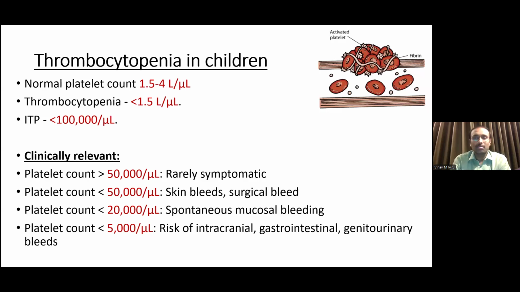But are these numbers important? What are the clinically relevant platelet numbers that we often think of? Platelet counts more than 50,000 are usually asymptomatic. Less than 50,000 sometimes have skin bleeds, and it is one of the causes for surgical bleed. A thrombocytopenia with a surgical bleed may come at even 40-50,000. Platelet counts less than 20,000 may come with spontaneous mucosal bleeds, and less than 5,000 can have risk of intracranial or systemic bleeds. However, numbers are not very particular for the risk of bleeding, but this is just a rough measure.